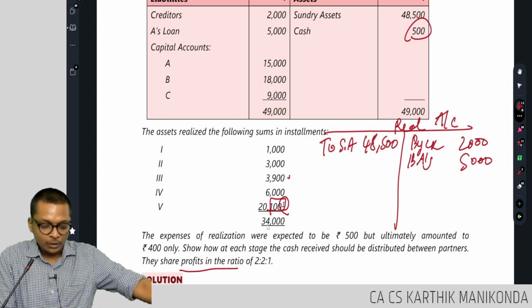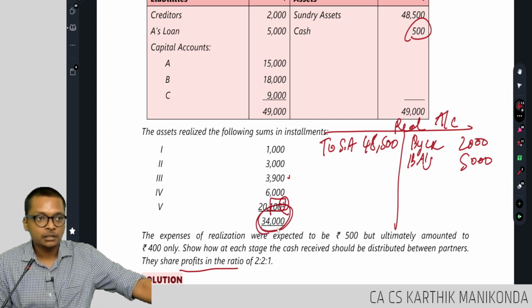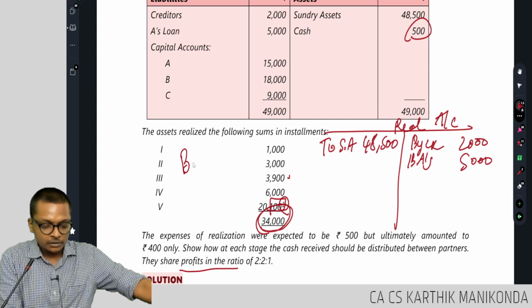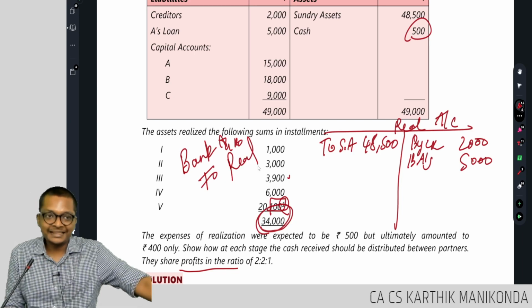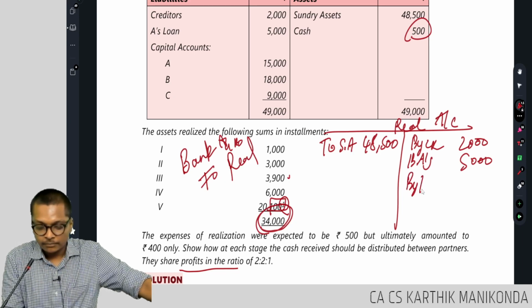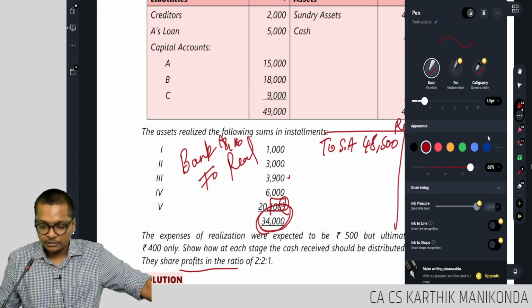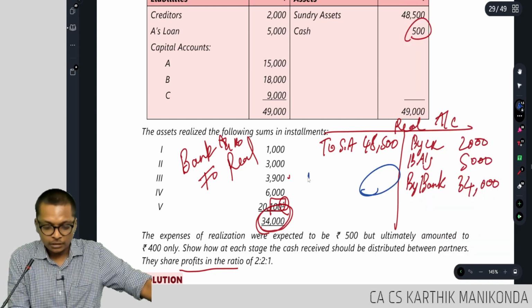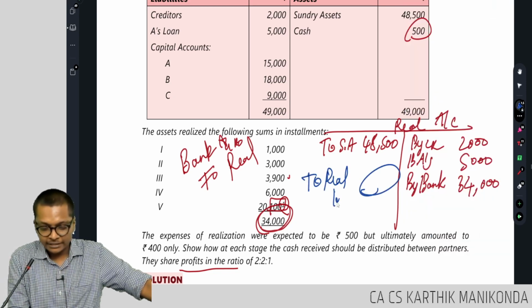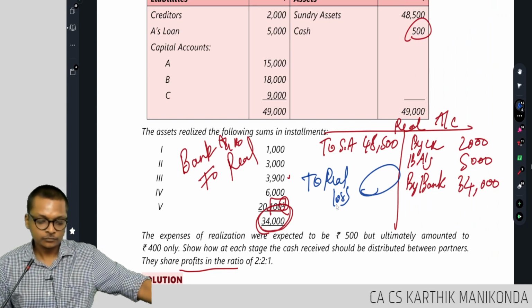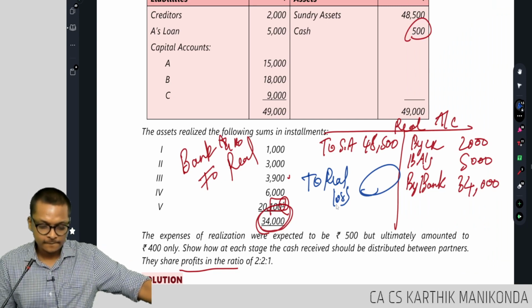Included here, guys. Now what is the total realization of all of this? So entry for realization of bank account: debit to realization. So I will write here, by bank, how much? 34,000. Can you find the realization loss? Correct. To realization loss, how much? Oh sorry, other side.